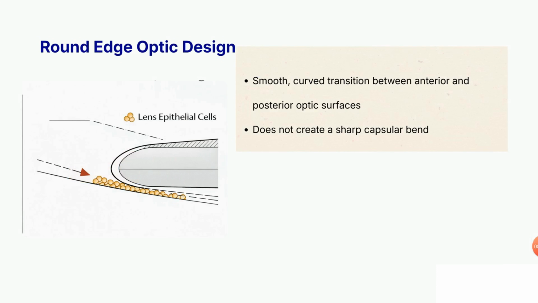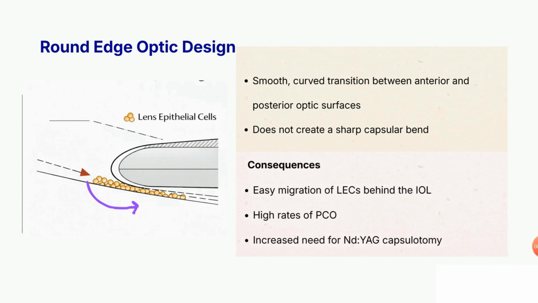In the round edge design, as you can see, the posterior optic edge has a smooth curved transition between the anterior and the posterior surfaces. Because this design does not create a sharp capsular bend, the posterior capsule drapes smoothly over the optic edge. As a result, the equatorial lens epithelial cells are able to migrate freely behind the IOL and into the central visual axis. Clinically, this translates into higher rates of PCO and an increased need for Nd:YAG laser capsulotomy. Round edge designs were common in early generation IOLs, but now are largely obsolete due to their poor long-term capsular clarity.